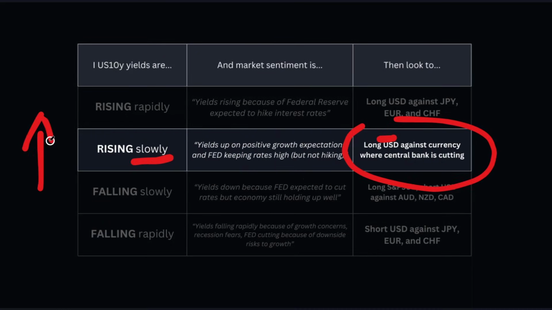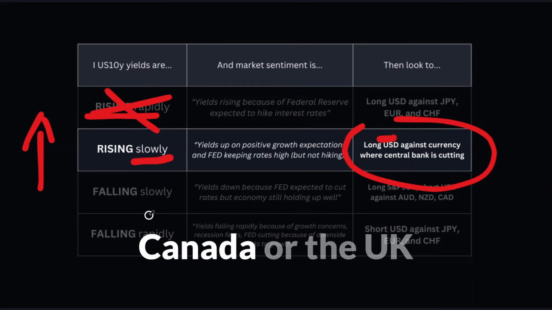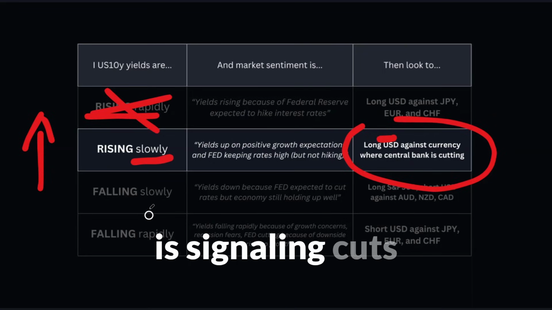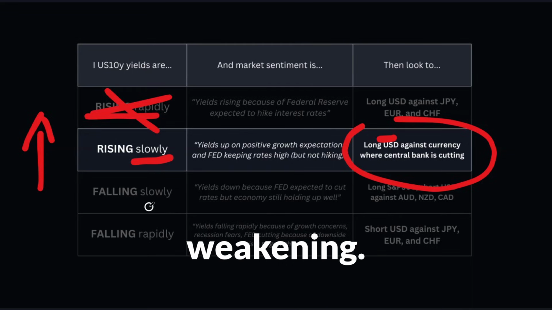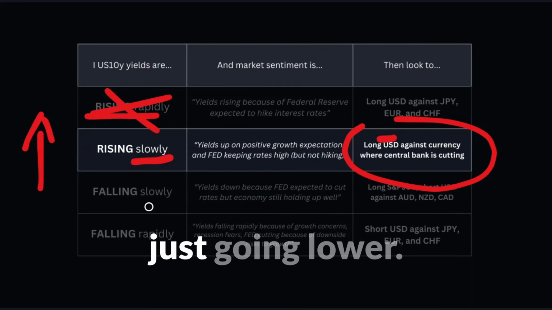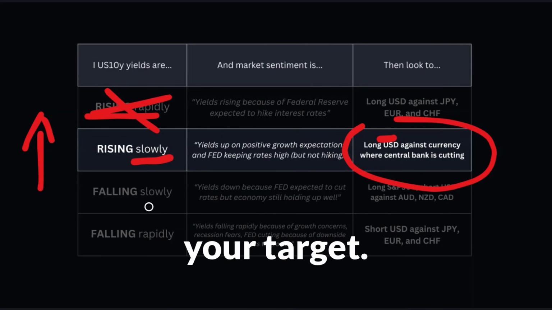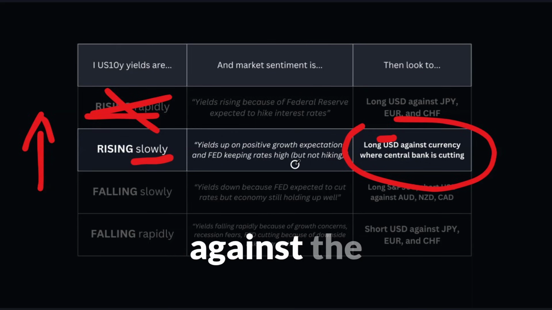If the US is holding steady and strong, yields grind up. Again, they're not rising fast, they're not rising rapidly, they're rising slowly. And let's say that instead Canada or the UK is signaling cuts because their economy is weakening and their yields, in fact, are actually flat or just going lower. And that's your target. You pair the dollar against the weakest.